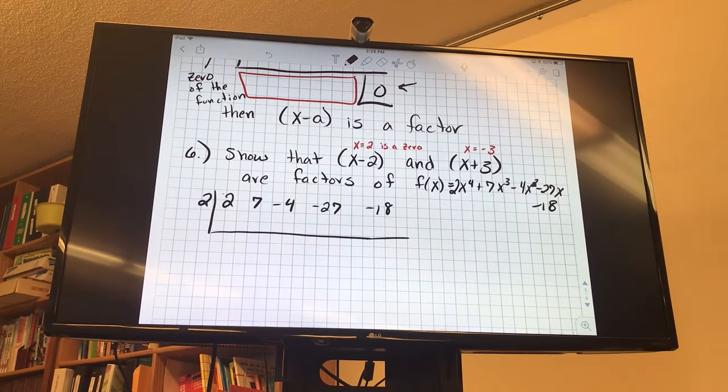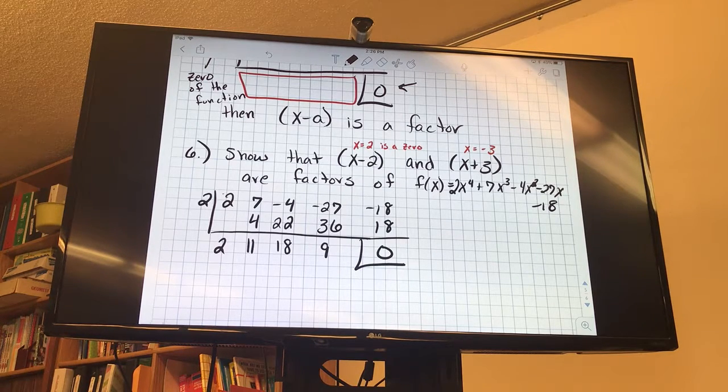-4, 2, 4, 11, 22, 18, 36, 9, 18, 0. Woohoo! Remainder of 0. So we have just proved that x minus 2 is a factor. That means x equals 2 is a 0. We found a 0 of that function.